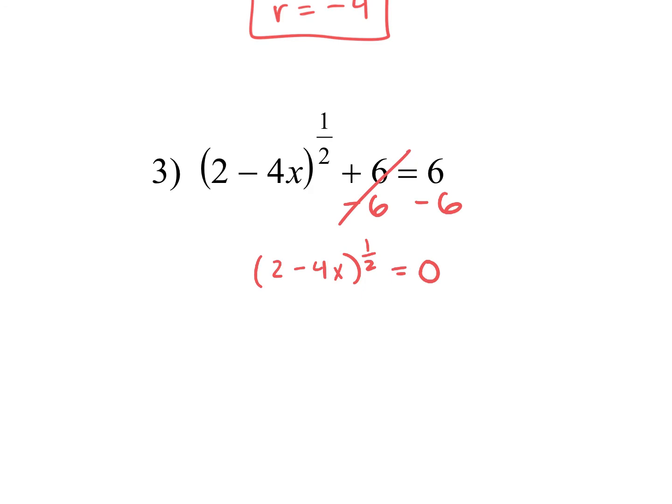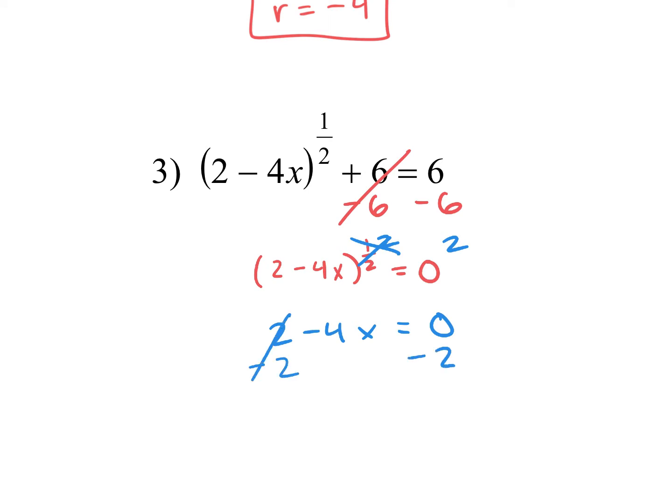Square it. Yep. Because remember that 1/2 power is the same as the square root. So I square both sides. So that cancels this out. So I have 2 minus 4x. What is 0 squared? 0. What do I do next?